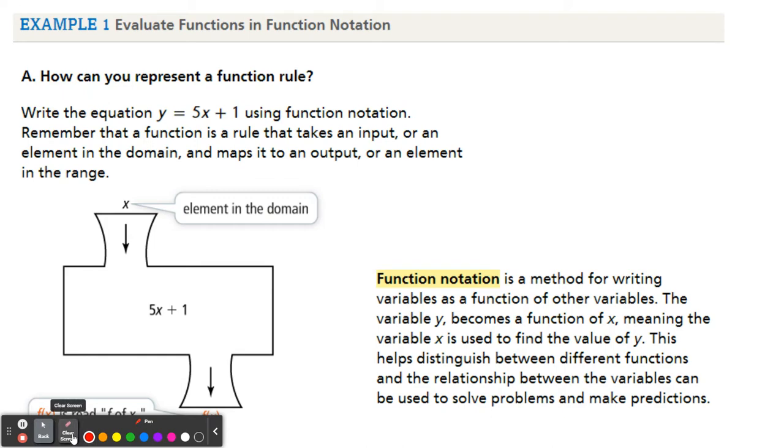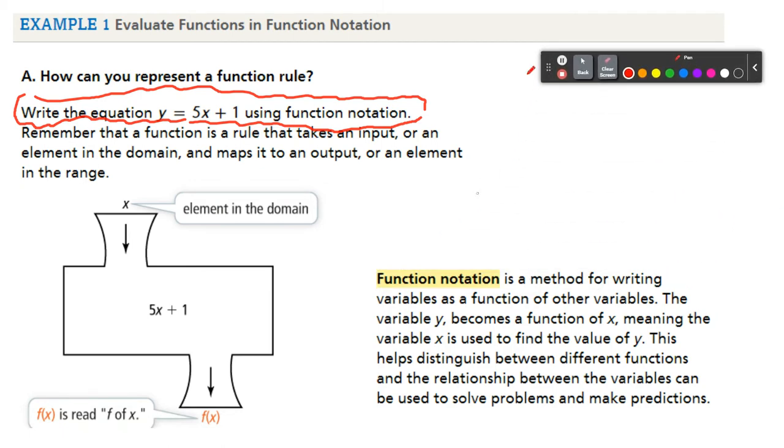Okay, so it says example A, how can I represent a function rule? If we have an equation y equals 5x plus 1, which is a slope-intercept form equation, how would we write it using function notation? Well, what we're talking about here is function notation. We want to have an element in the domain, a variable, an x, that's our input for our function. Notice this big thing is called the function machine.